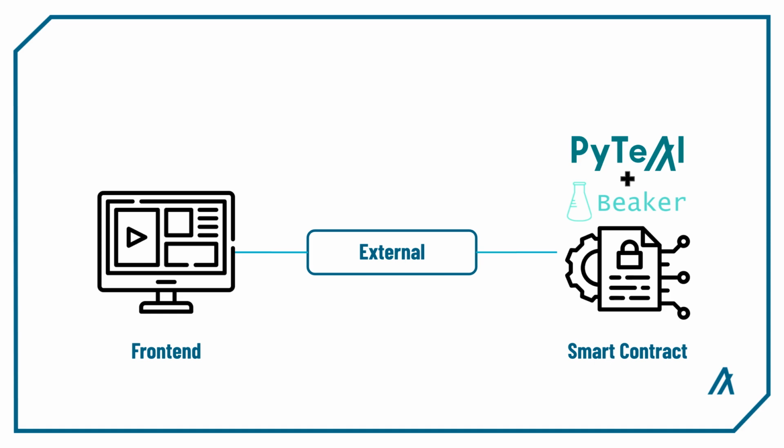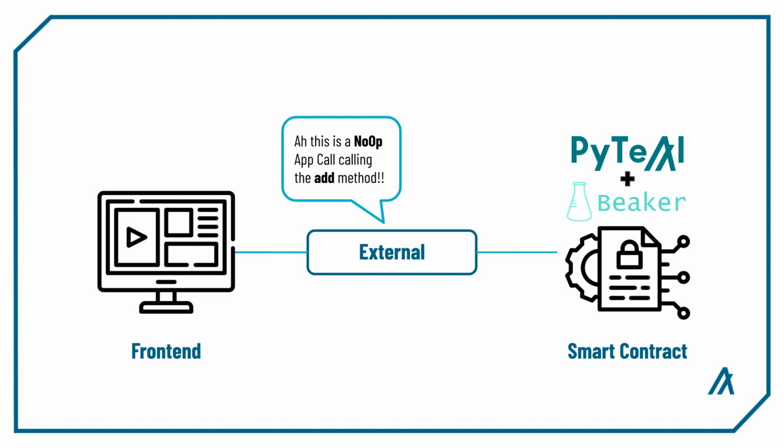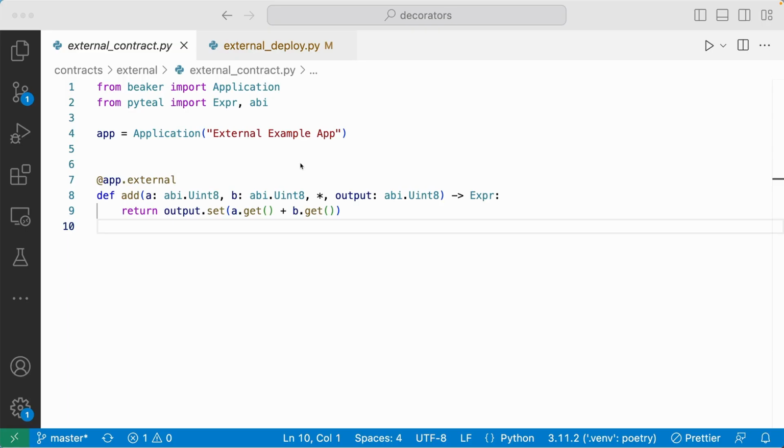The external decorator decorates methods to be handled as ABI methods. In other words, the external decorator handles all of the routing within the smart contract so that when the smart contract receives a no-op application call, which is just a normal app call with no side effects, it knows when to execute certain external methods. Let's take a look at a simple smart contract example called external example app to see how external decorators work.